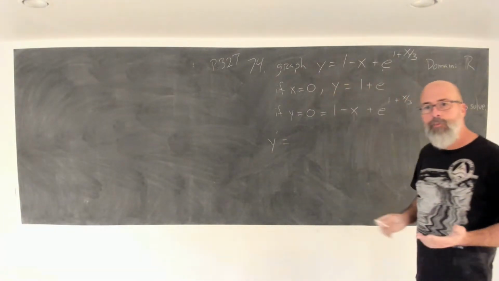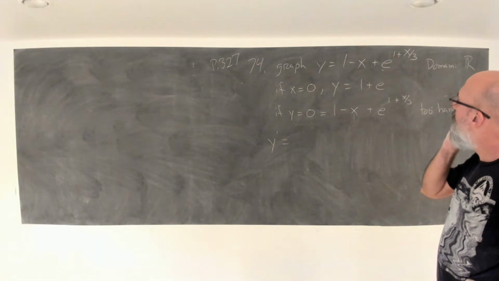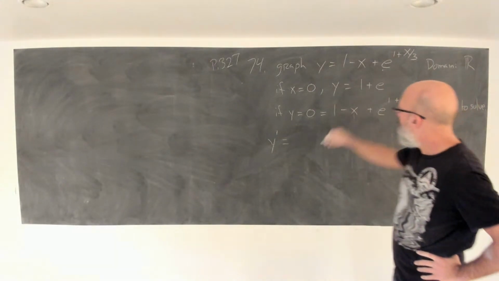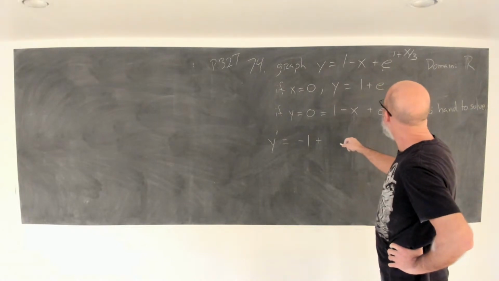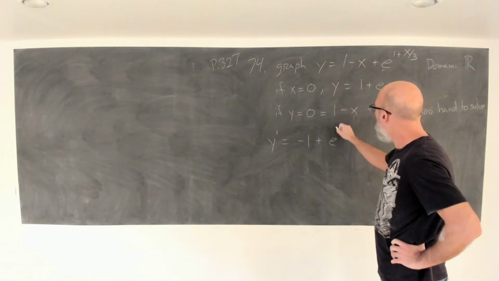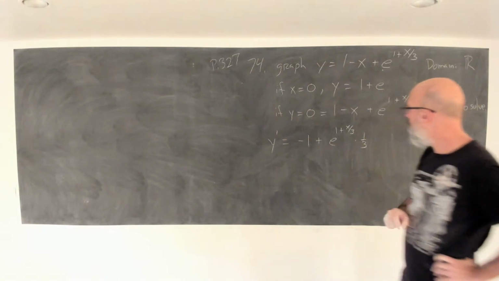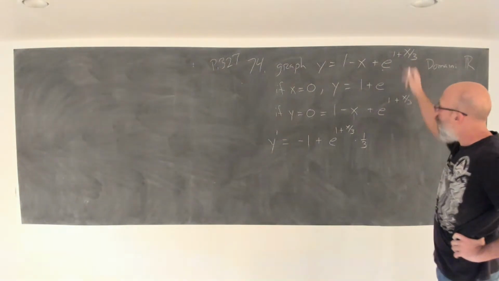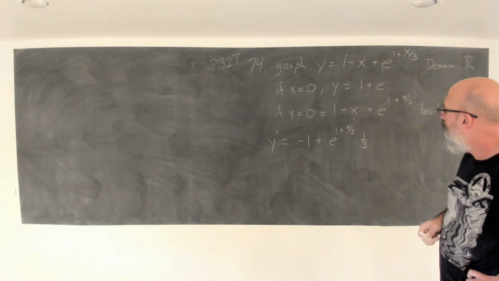But for now, let's move on to the first derivative, which is minus 1 plus e to the (1 plus x) over 3 times 1/3. That's very odd, but anyways, let's see what's going on there.